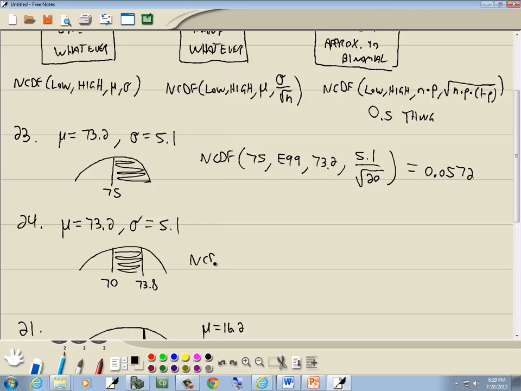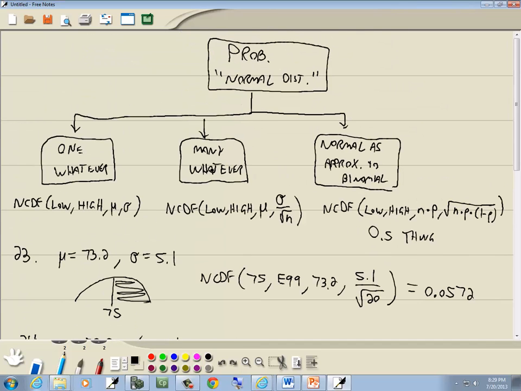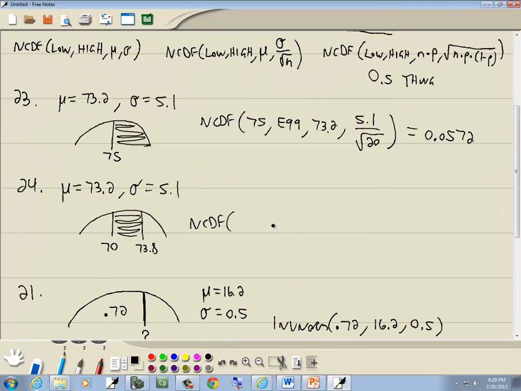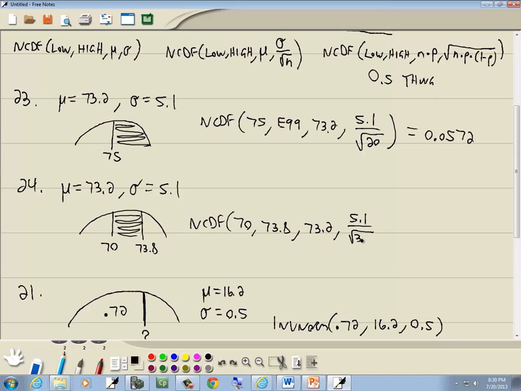So we're going to do normal CDF. Now we're talking about many whatevers because we're talking about 30 students. So come down to here, this is where we're sitting at. We're going to use this formula. So our low value, which is 70, comma, our high value, which is 73.8, and then our mean, which is 73.2, and then our standard deviation, which is 5.1, divided by the square root of n, and here we're talking about 30 students. So divide by the square root of 30.